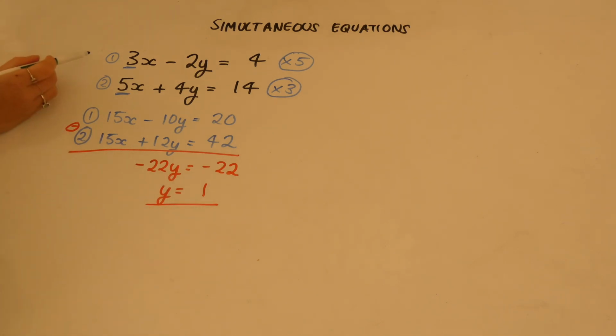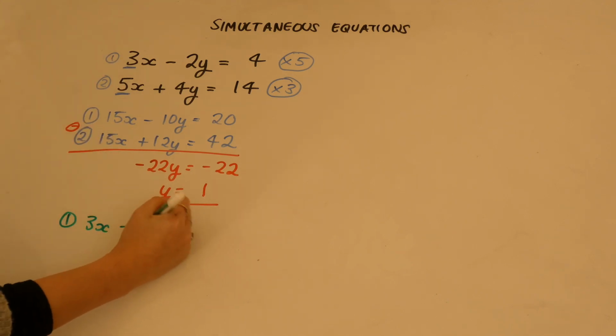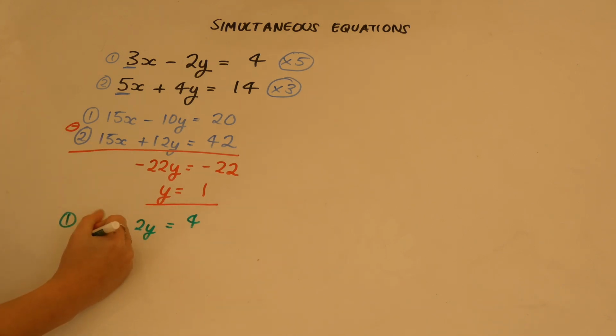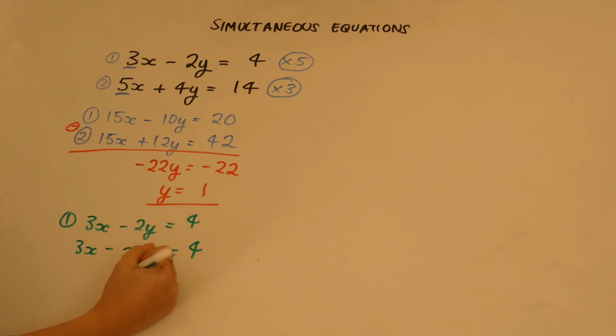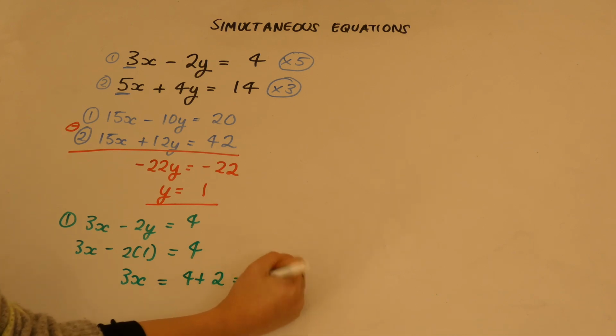Now to find what x is, all we have to do is input the value we've just found of y into either one of our equations. So let's take equation 1. We know that 3x minus 2y equals 4. We know the value of our y is going to be 1, so we can get 3x minus 2 times 1 equals 4. So that means 3x minus 2 times 1 just gives us minus 2. So we can add this to the other side, so we get 4 plus 2, which gives us 6.